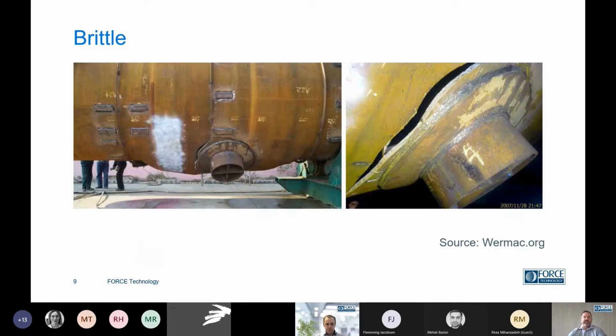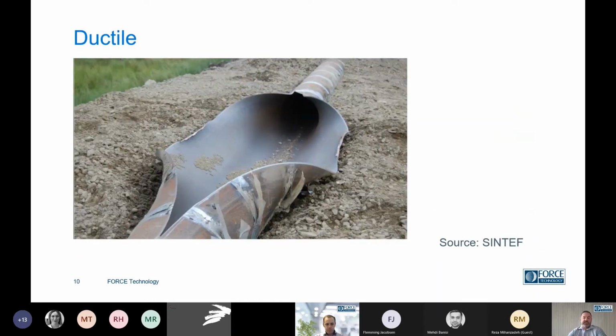Now, here is an industry example of a brittle fracture, and we can see that around where the fracture was, there was no deformation. So that is a very easy way to see that this was a brittle fracture. If we go to a ductile fracture, we see this pipe here. There is deformation, and so very easily we can see one was a brittle fracture and the other one was ductile.